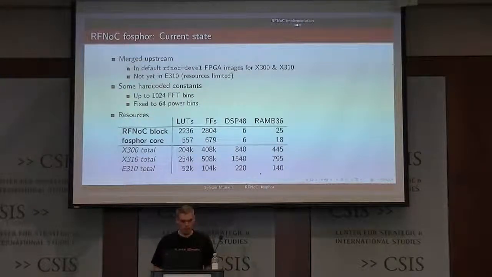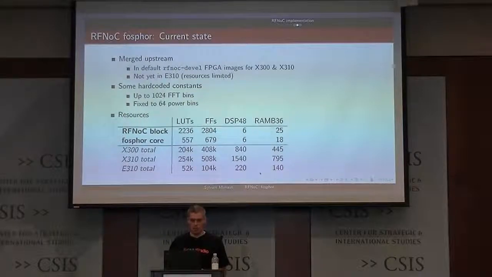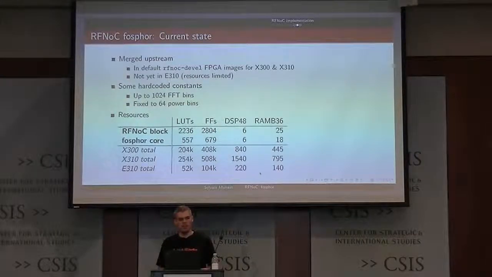So what's the current state? Well, it's merged. It's been integrated for 4 or 5 months, something like that now, in the RFNoC branch of UHD. It is definitely in the default FPGA image shipped with the X300 and X310 if you use the RFNoC branch, of course. It's not yet in the E310, mostly because of resources. But I have it on good authority that the FPGA is being reworked and resources should soon be freed up. So it might get integrated into the default image as well.